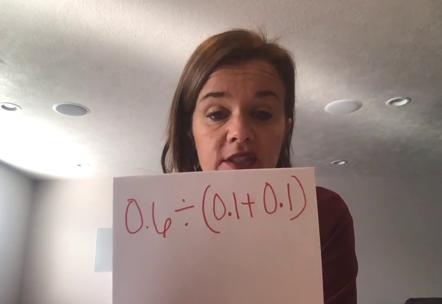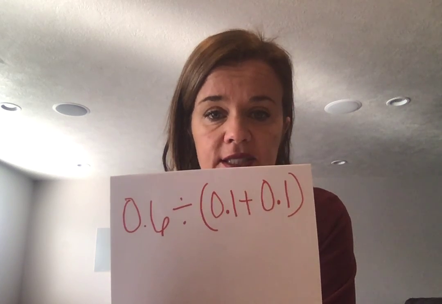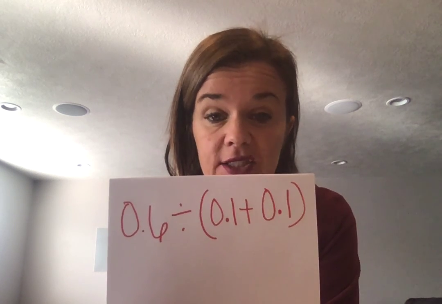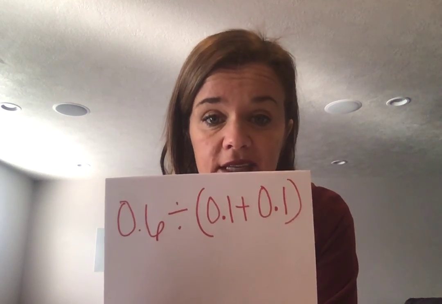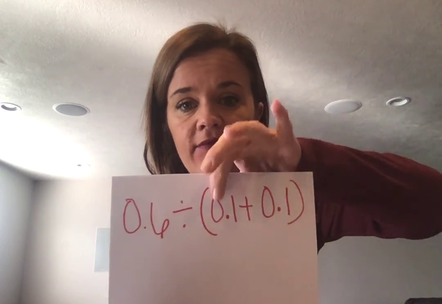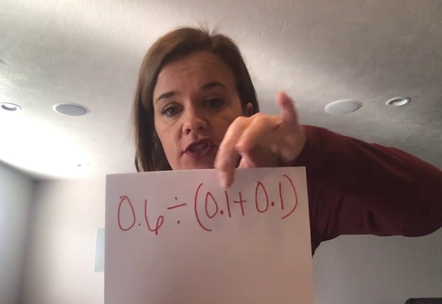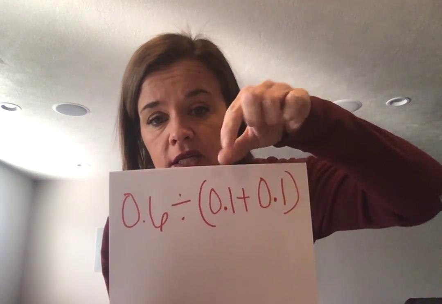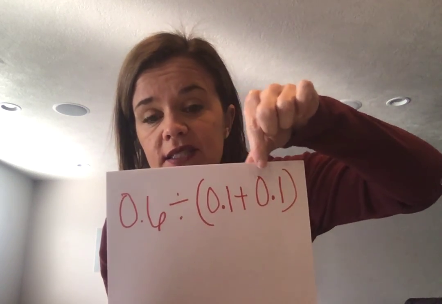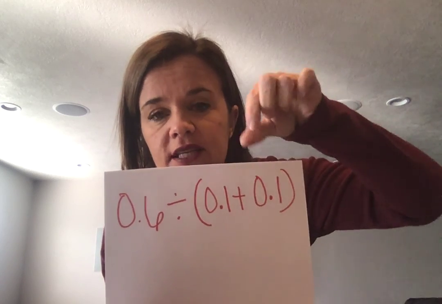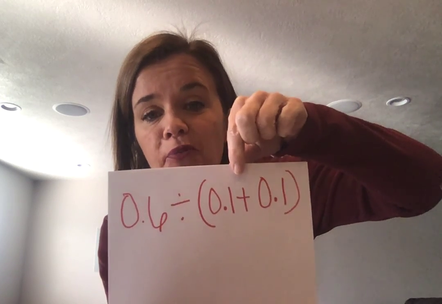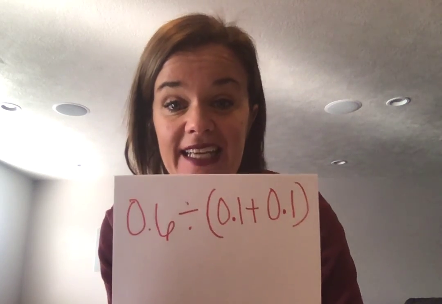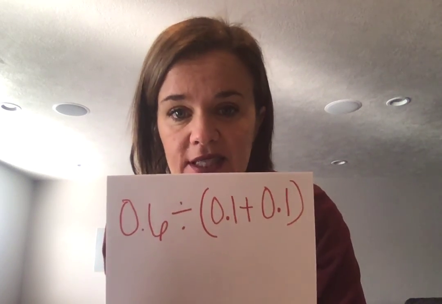And I'm going to follow the order of operations, okay? So order of operations, number 1 is parentheses. Do I have anything in parentheses? Yes, I do. I have these first, right? So I have to do this operation first. So 0.1 plus 0.1, and that gives me, ding, ding, ding, 0.2, right?